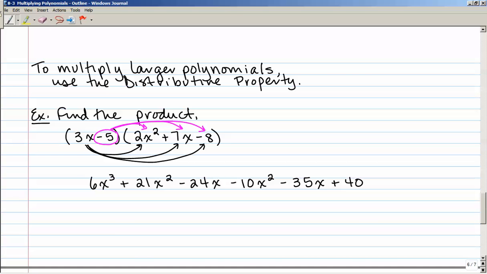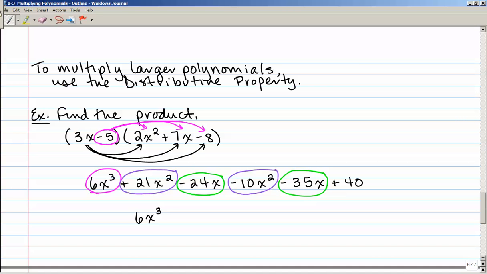Now I just need to make sure that I'm combining all of my like terms. So I have one term that's x cubed. I have two terms that have an x squared in them. And I also have two terms that have just a plain old x in them. And I have a 40 that's all by itself. So my final answer is going to be 6x cubed. And now combining my purple ones, 21 minus 10 is a positive 11x squared. Looking at my green ones, negative 24x minus 35x gives me a negative 59x, and then plus 40.